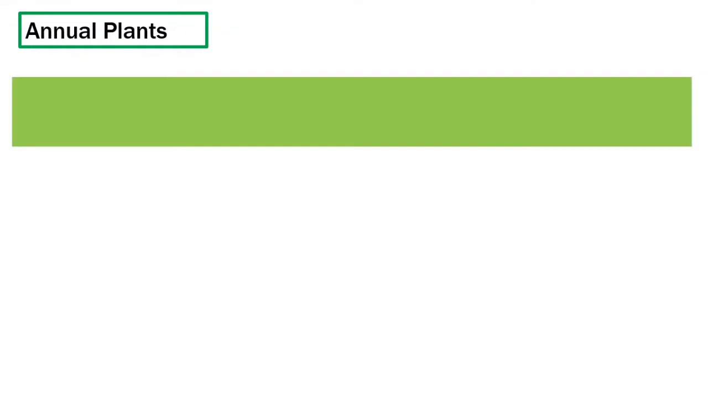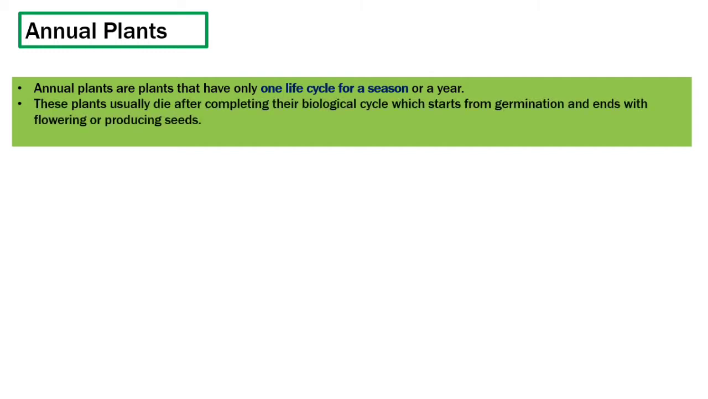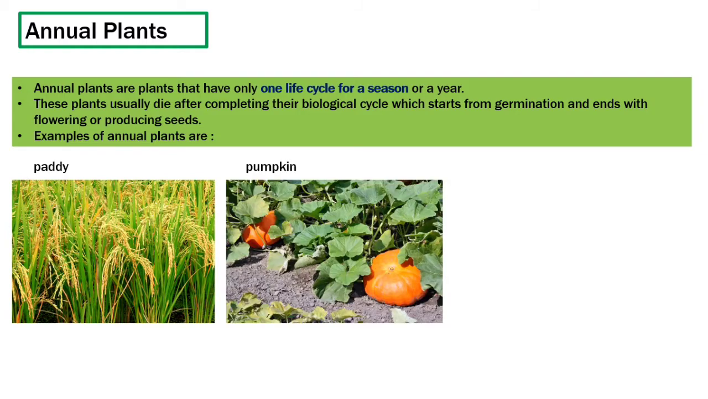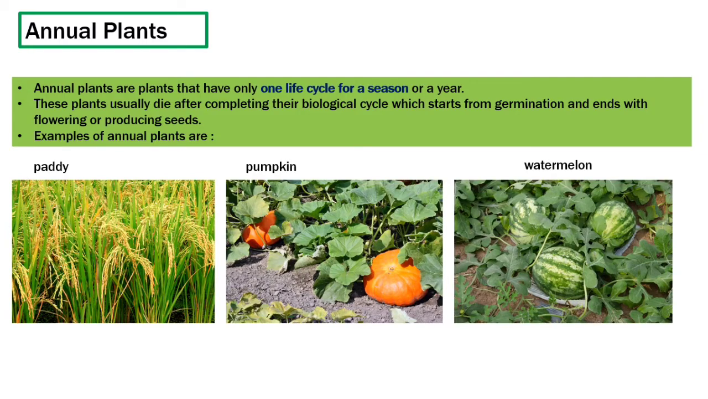Annual plant. Annual plants are plants that have only one life cycle for a season, for a year. These plants usually die after completing their biological cycle, which starts from germination and ends with flowering and producing seeds. Examples of annual plants are paddy, pumpkin, watermelon.